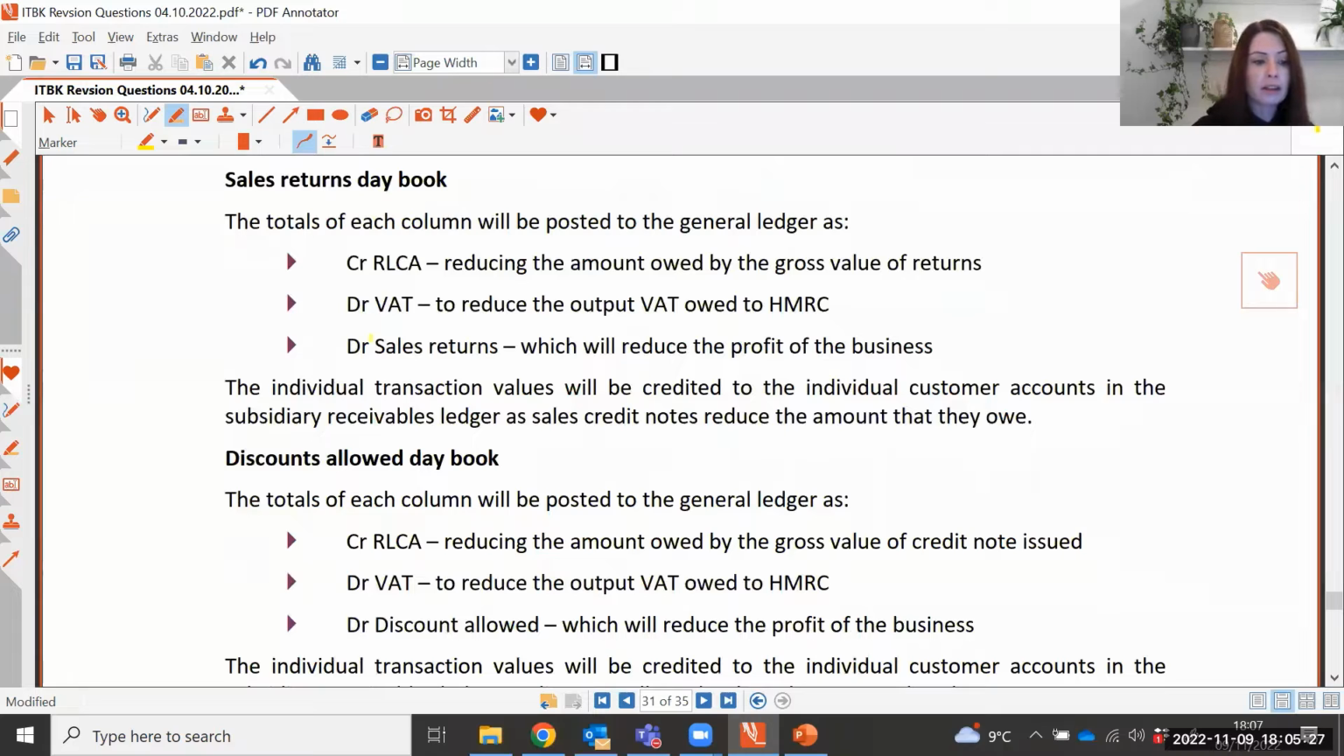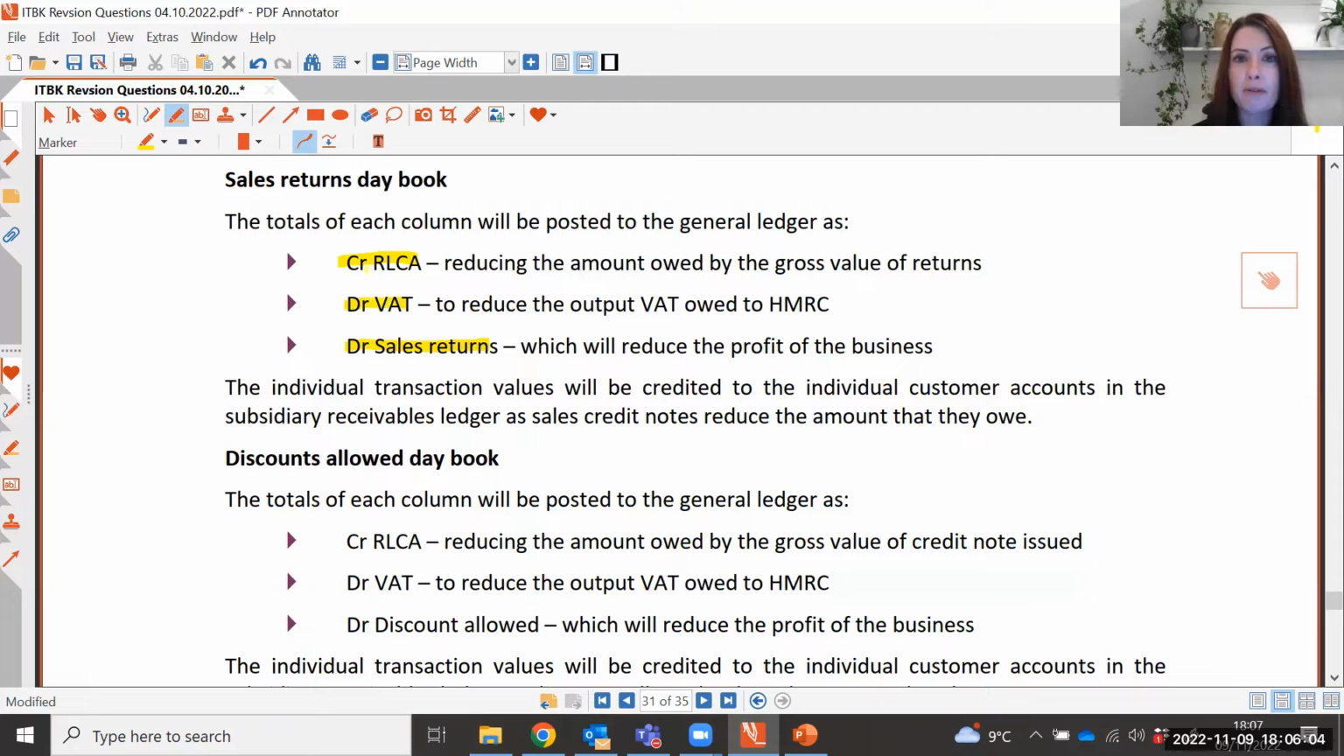Then we have our sales returns day book. So this is where all the sales credit notes will be listed. Now, the total or the gross total would be posted as a credit to the receivables ledger control account, because the sales return would reduce the amount that our credit customers owe us, therefore reducing the asset. We would debit sales returns because it would increase the expense, and that would be at the net value.